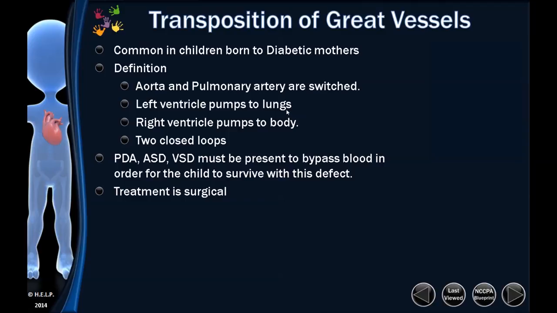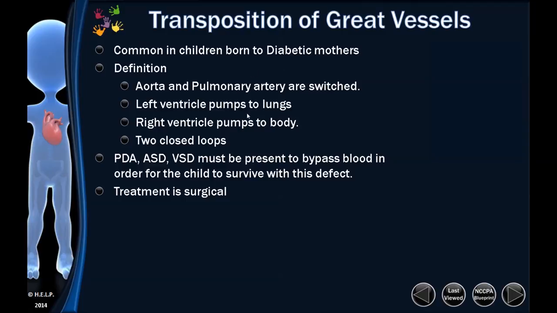So the children that do get born have a PDA, an ASD, or a VSD that allows the blood to shunt over if they're going to survive this defect. So these children will be born with a transposition, where it's just left to the lungs and right to the body, with a PDA or an ASD or a VSD. They won't correct this problem until they fix the shunting here, and so they just do surgery. They know that it's happening when the baby's born. They'll be able to see it on the ultrasound, and then they'll prepare the parents and the baby for it after he's born.